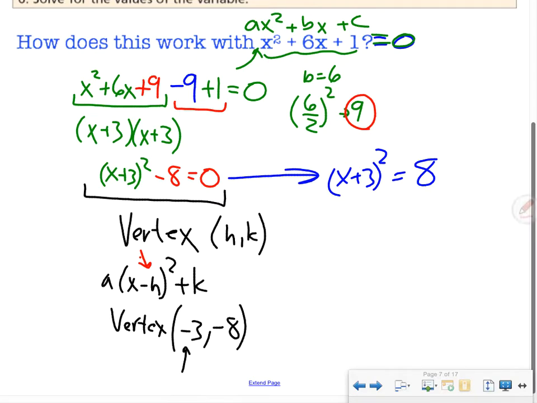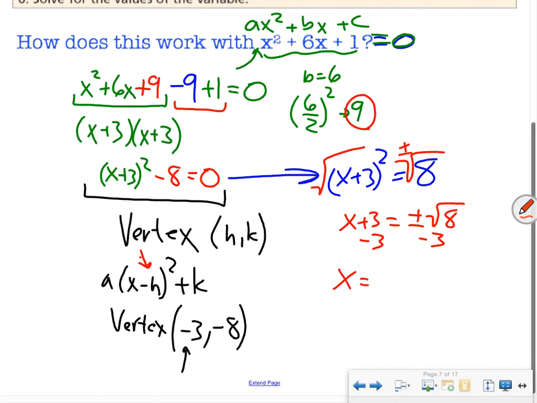Now, think about what you need to do to undo something being squared. You've learned that you can take the square root of both sides. Don't forget the plus or minus. So in this case, you're going to have x plus 3 equals plus or minus the square root of 8. And you can keep going to simplify this thing. So I want to get x by itself because I'm solving for x, so I can subtract 3 from both sides. When you do that, you get x equals negative 3 plus or minus the square root of 8. Now you are almost done. So close. You can taste it.